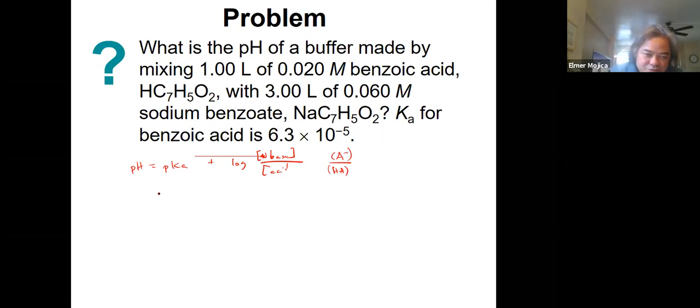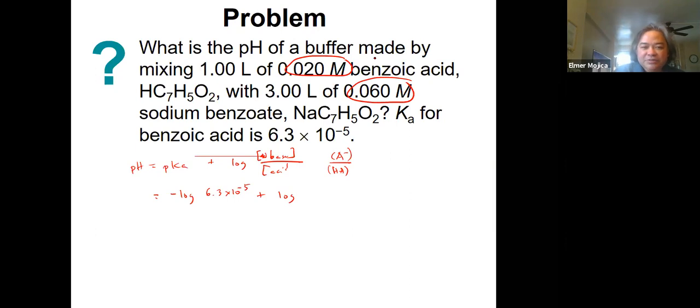So what we're going to do here, I need to get the pKa of this. So this will become negative log 6.3 times 10 to the negative 5. And then log, so which is my acid and which is my base here? Do I need to use this one and this one, or do I need to use the new concentration that they have when they were mixed? Anyone?